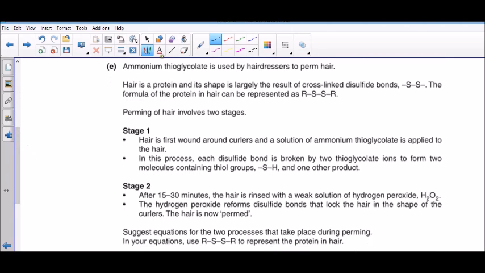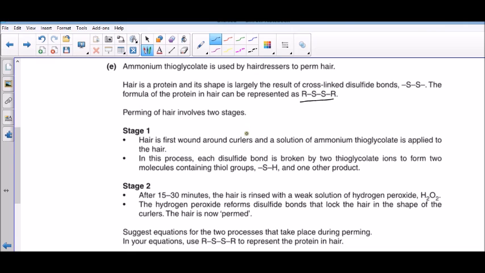If we carry on down to part E then, this is really quite challenging as I've said, and it's about hair perming. Hair is a protein, and its shape is the result of cross-linked disulfide bonds. This is a disulfide bond, and the formula of protein in hair can be represented by this: RSSR.